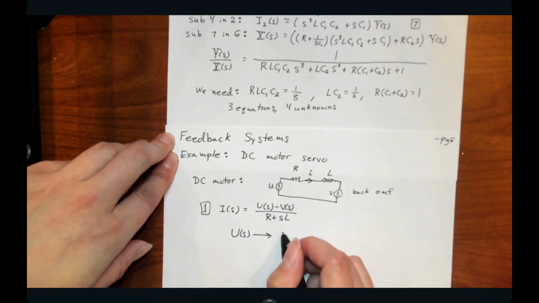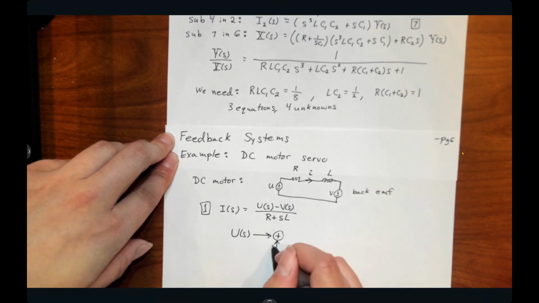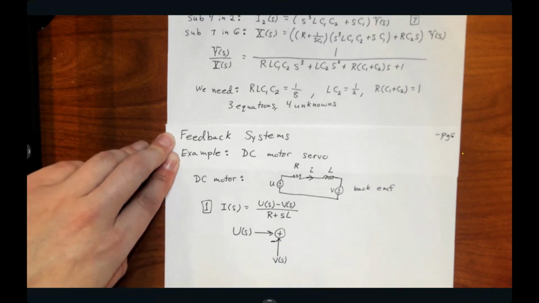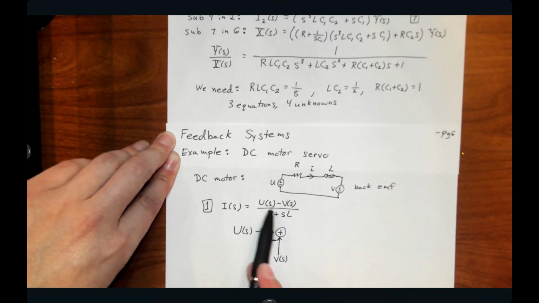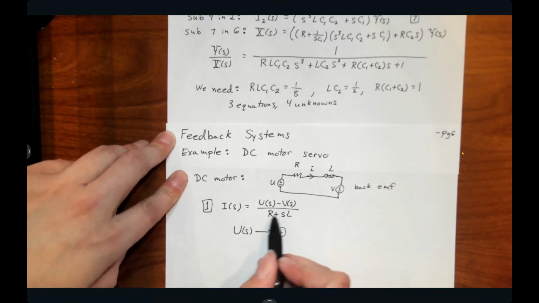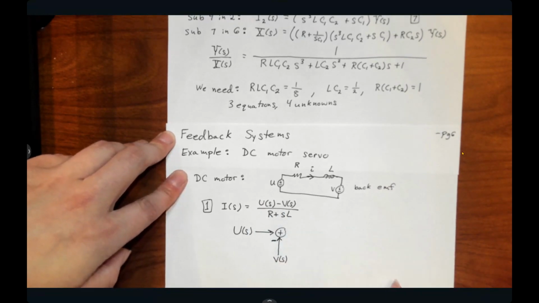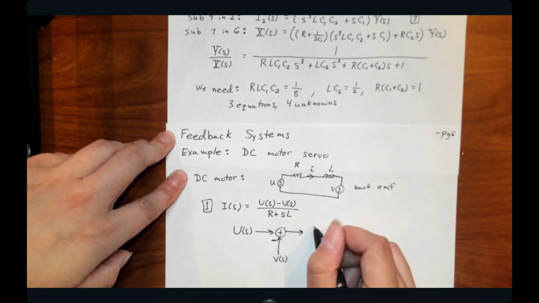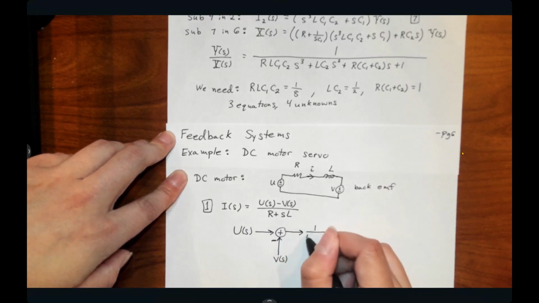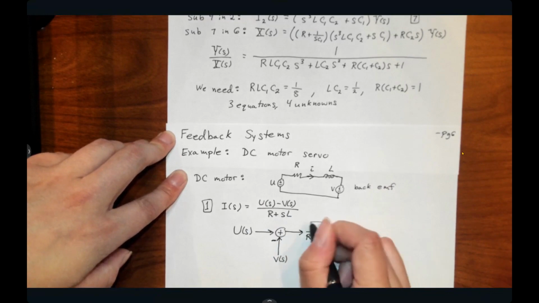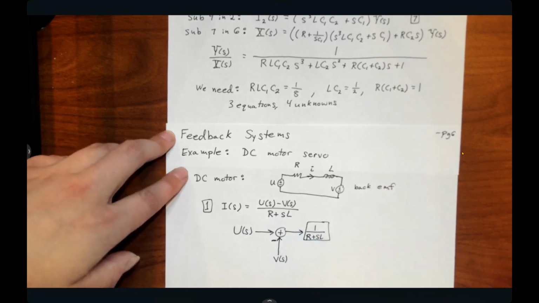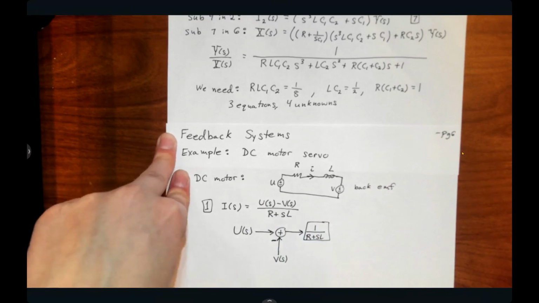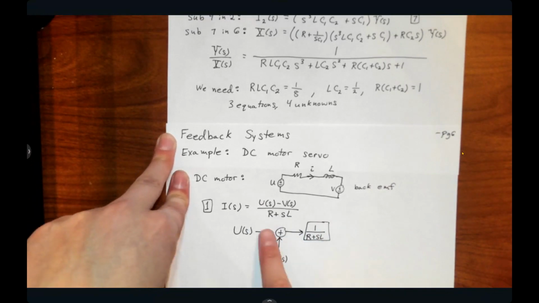Right, so we're going to have a summation block, a minus on the V of S. So we capture this top part here. And since we have multiplication here in the Laplace domain, that's going to be that result passing through that transfer function. That's the way that we capture having something passing through.